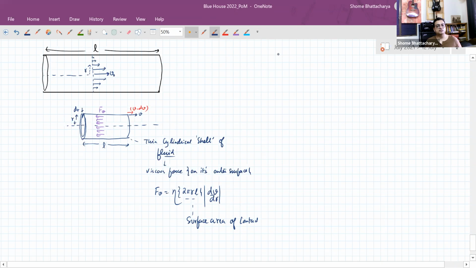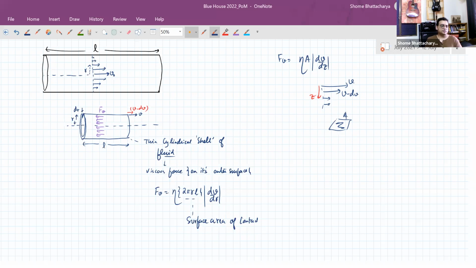Earlier we had seen this formula that viscous force is equal to eta into A into magnitude of velocity gradient, where the velocity was varying with one of the dimensions. So that formula we are again applying over here. On a surface of area A, the viscous force was like this. Same kind of formula, but here it's a radial velocity gradient and the surface area is the curved surface area of the shell. So it's this much.